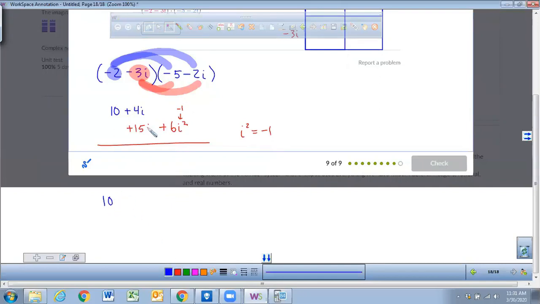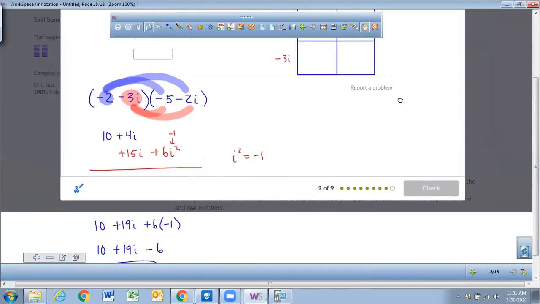So here's what we have now. We have a 10. 4i plus 15i is a total of 19i. And then we have plus 6 times -1. So 10 plus 19i minus 6. And 10 minus 6 is 4. So I would type in 4 plus 19i into the Khan Academy. So that's just using the FOIL method: first products, outside products, inside products, and last products.